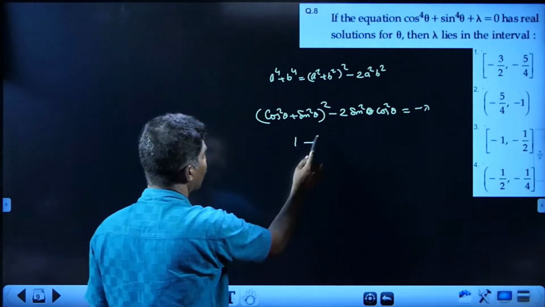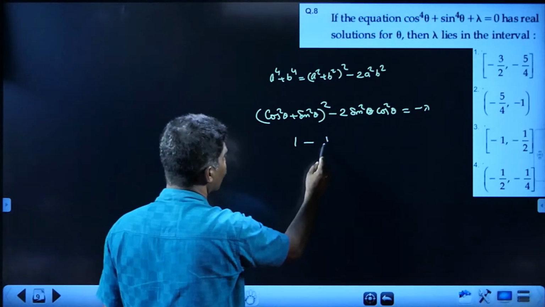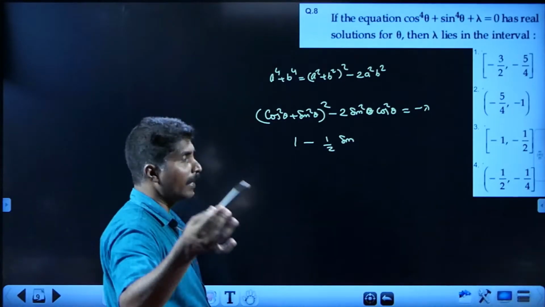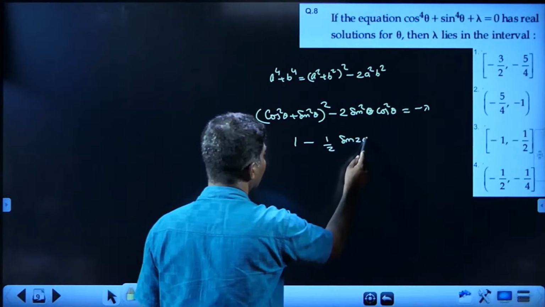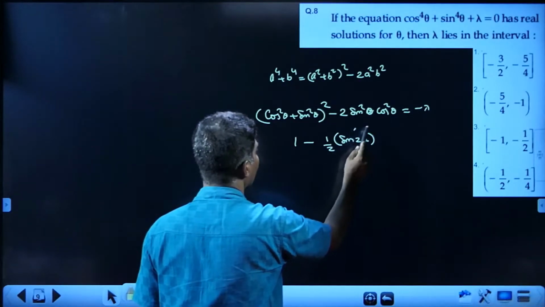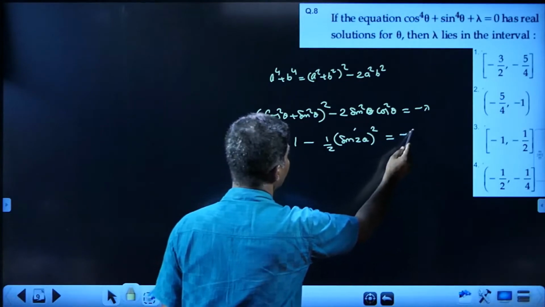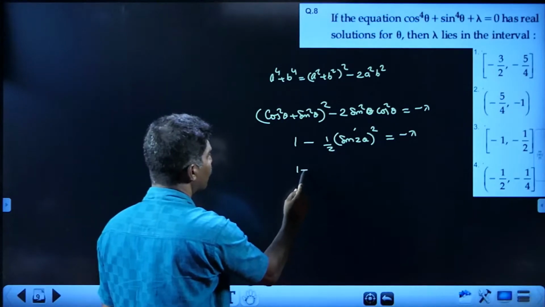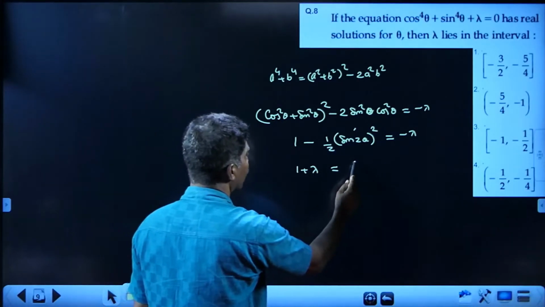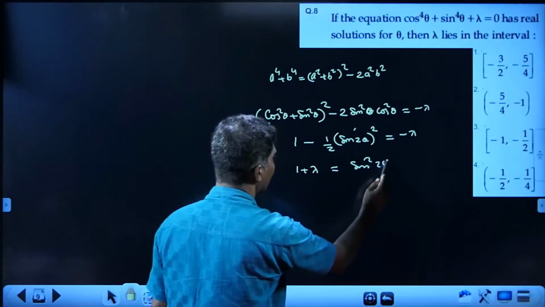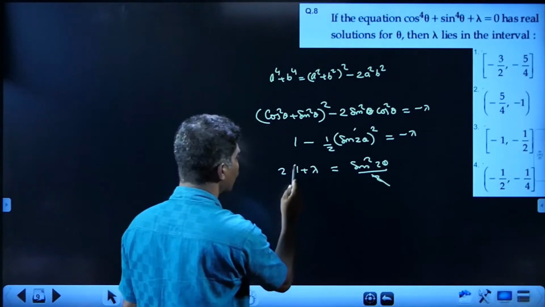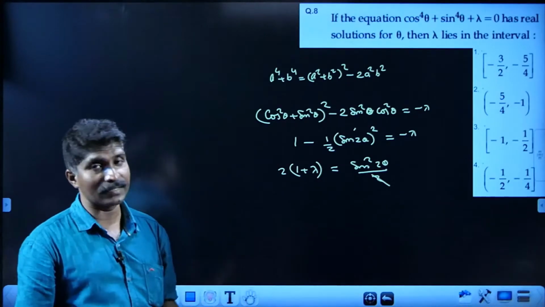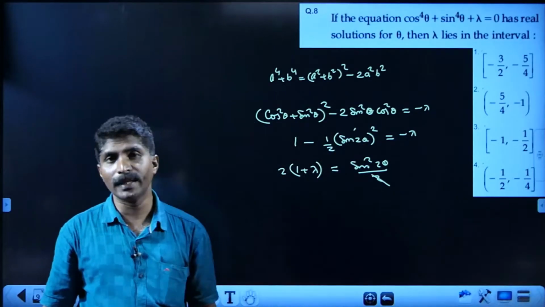And again, multiplying by 2 and dividing by 2, you will be getting 1 minus 1 by 2 into 2 sin theta cos theta the whole square, that is nothing but sin 2 theta the whole square, equal to negative lambda. So on rearranging, 1 plus lambda is equal to sin square 2 theta divided by 2. You may multiply by the 2 here. So the left side is 2 times 1 plus lambda, and the right side is sin square 2 theta.